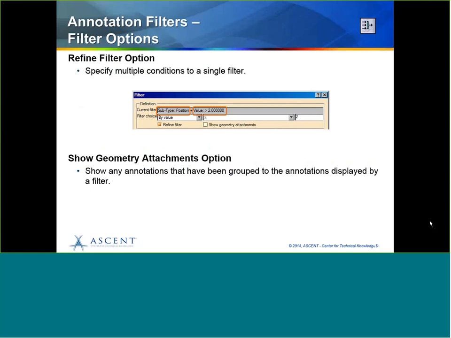Within the filter itself, we also have the ability to refine our filter. And by refining our filter, it allows us to create an additive set of filters. So rather than just filtering by one item, like the subtype position, I can also filter by value. So in this particular case, any annotations that are position tolerances that have a value greater than 2 will be displayed. Anything else will not be displayed.